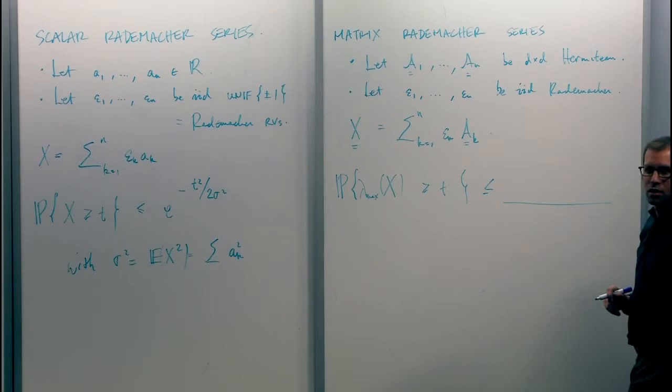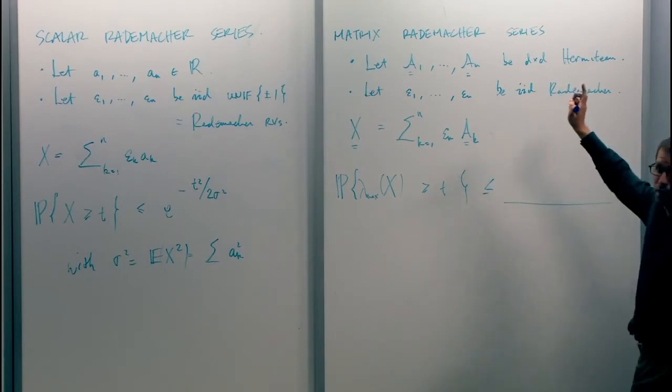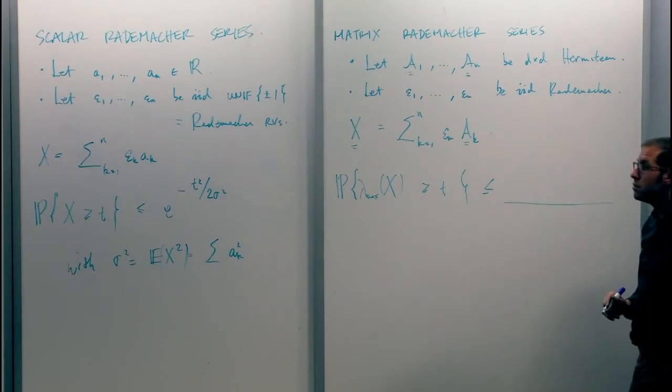Do the Ai have to be mean zero? No, the Ai are not random. The mean comes from the epsilons. Yeah, the mean comes from the epsilons.